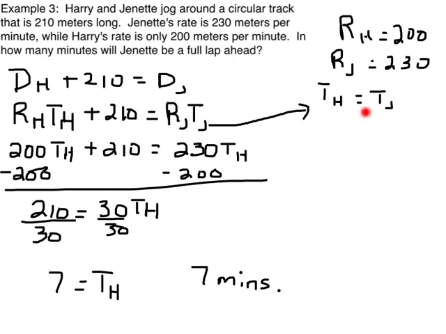And we're going to substitute in right here, TH is equal to TJ, so I'm going to substitute TH in here for this TJ. And I have 200 TH plus 210 equals 230 TH. Now I need to get all my TH's on one side, so I'll subtract 200 from both sides. When I do, I'm left with 210 equals 30 TH. Now I want to get TH alone, so I'll divide 30 by 30, and I'll have to divide 210 by 30, and that gives me 7.